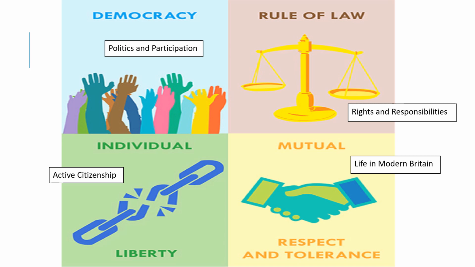The next one is the rule of law and rights and responsibilities is clearly linked to that one. Mutual tolerance and respect is really close to our life in modern Britain. And individual liberty, you get to choose your active citizenship. You can have a voice, you can be an active citizen and an active participant in society. They all interlink, they're all sort of joined and bits go into each of the ones, but quite clearly they are labelled as each of the topics within citizenship. And you do need to refer to them in your exam answers as well.